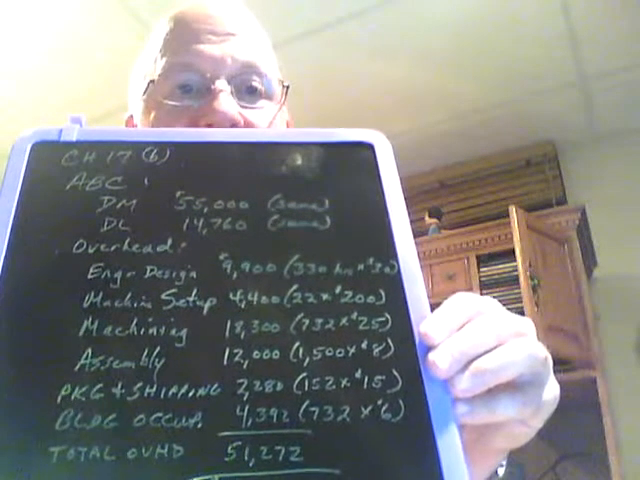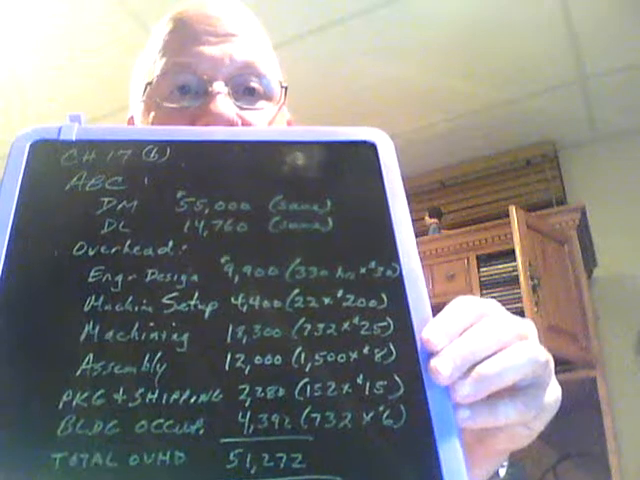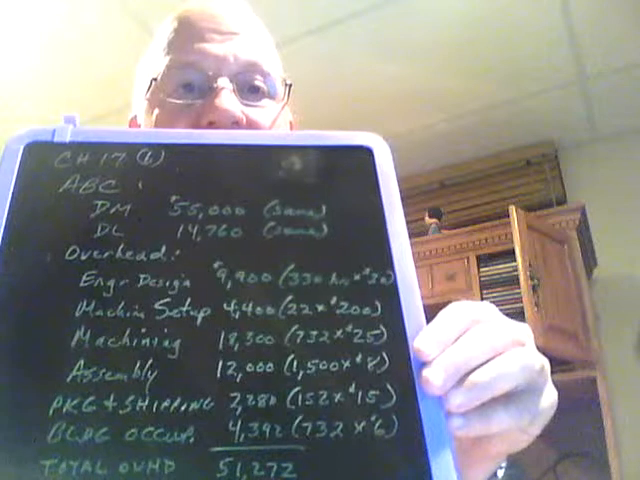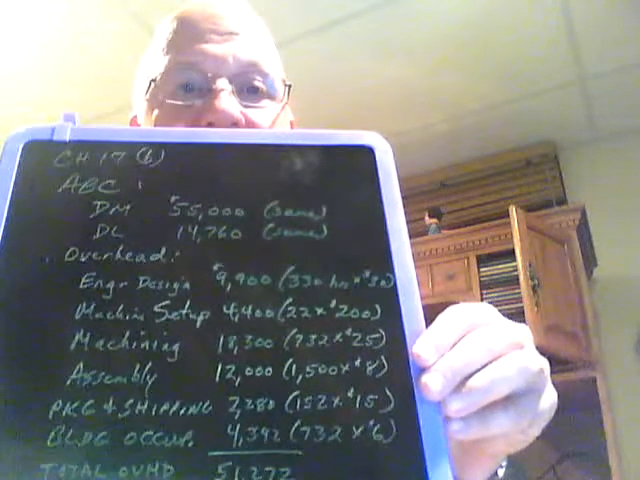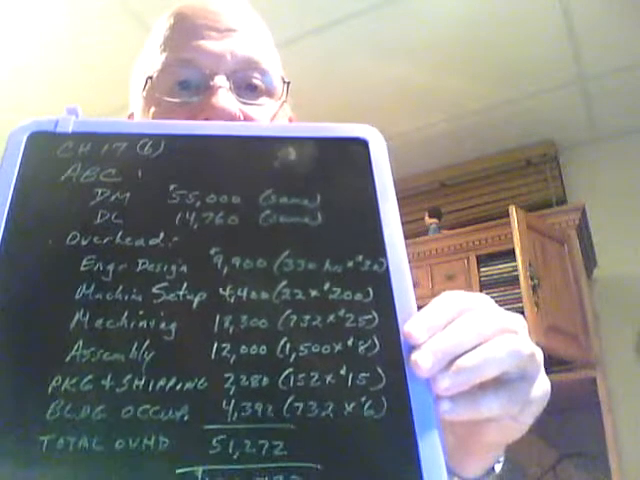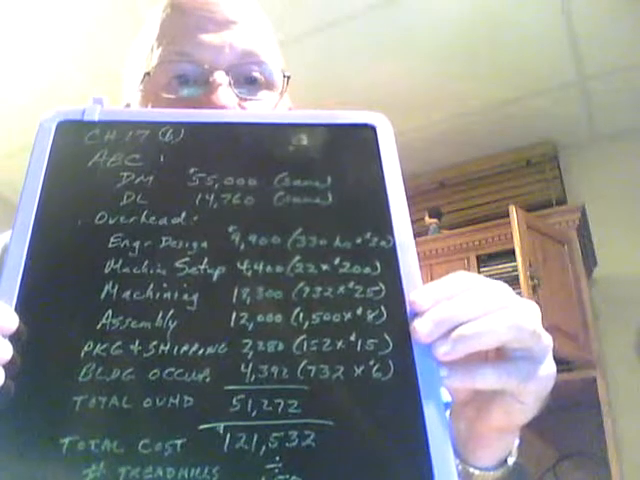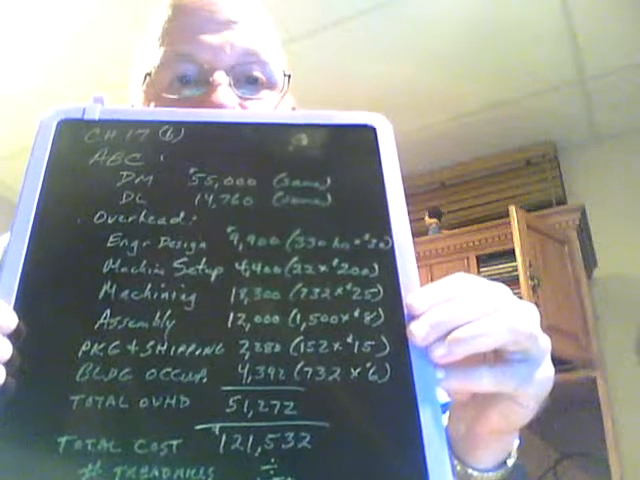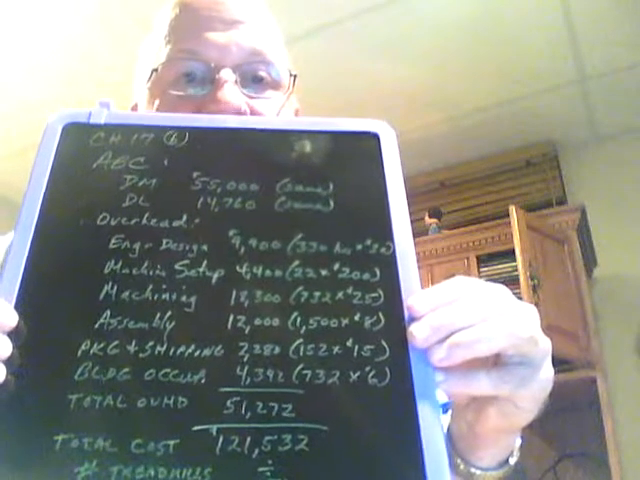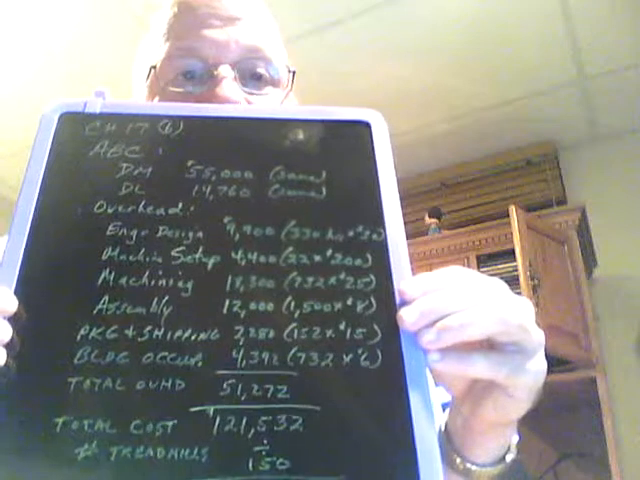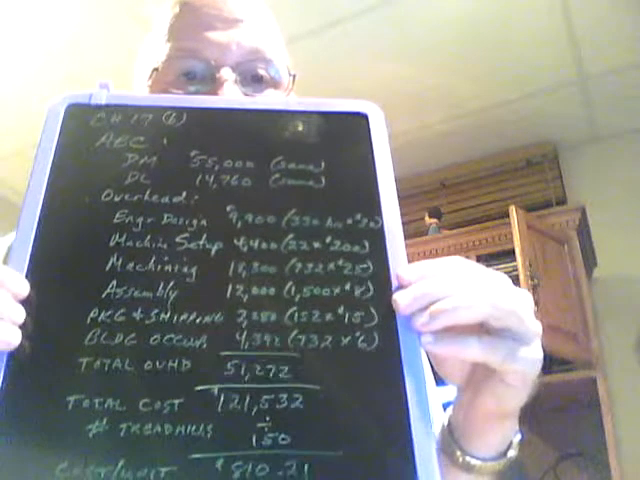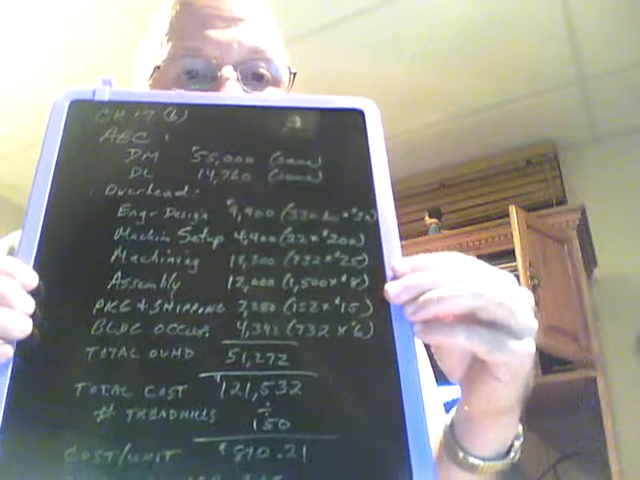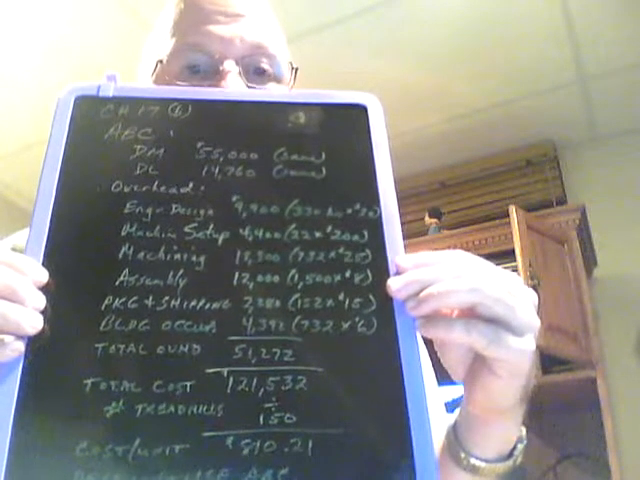Now we add that to the direct materials and the direct labor, which are the same as they were in the traditional example. $55,000 of direct materials, $14,760 of direct labor. That gives us a total cost of $121,532, which you'll notice is different than what was computed under the traditional method, because the overhead cost now is a little bit higher, and we divide that by the number of treadmills to get a cost per unit of $810.21.